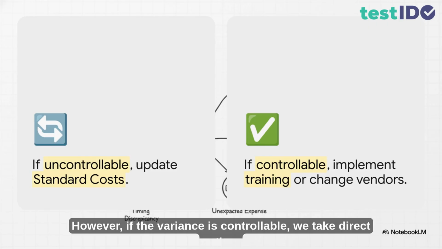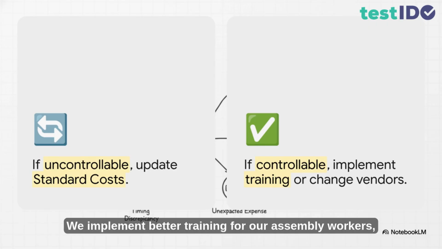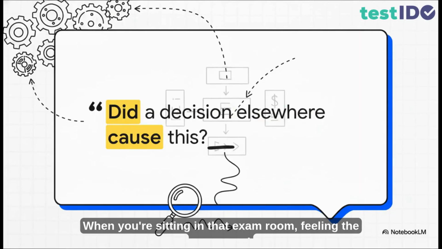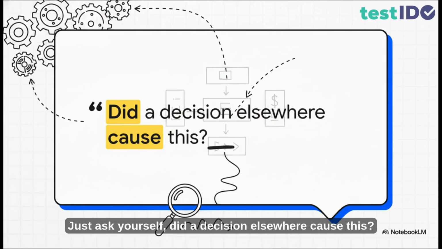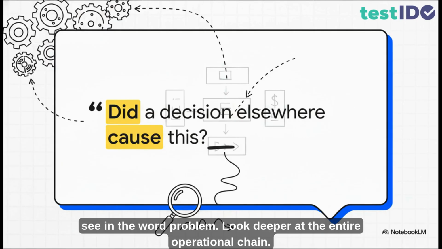However, if the variance is controllable, we take direct action. We implement better training for our assembly workers, or we fire that terrible supplier and go find better vendors. When you're sitting in that exam room, feeling the pressure, I want you to remember this ultimate mantra for finding the root cause. Just ask yourself, did a decision elsewhere cause this? Don't just stop at the very first department you see in the word problem. Look deeper at the entire operational chain.